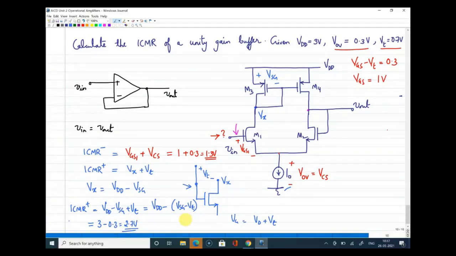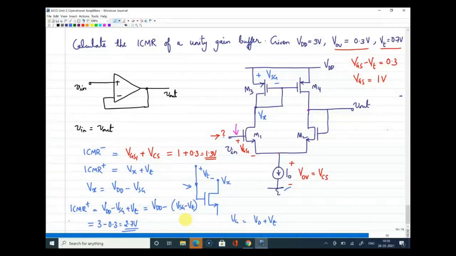Yeah, I saw the answers. I think Bhuvan, it is not Vx minus Vt, it is Vx plus Vt. Everywhere I have taken the mod value of Vt, because for the top device it is PMOS. So Vt equal to 0.7 means mod Vt, plus or minus, it is 0.7 value is what I meant there.